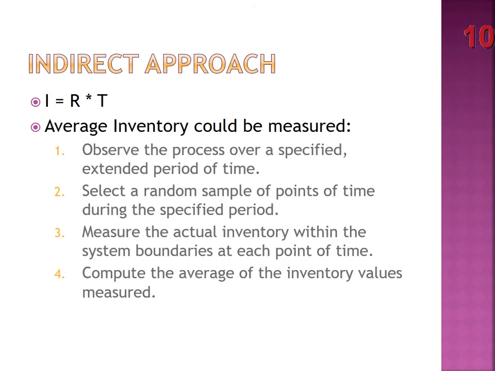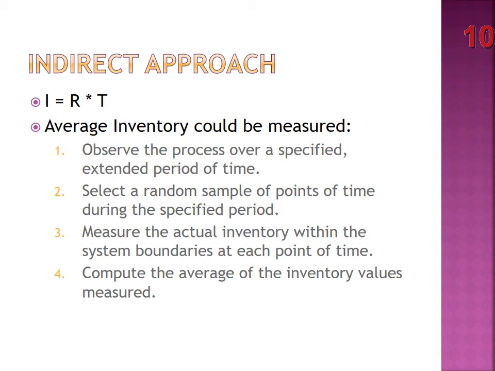The indirect approach are the things that we've been working with, Little's Law, right? Inventory is equal to throughput times flow time. So flow time is equal to inventory divided by throughput. So maybe you can observe average inventory, observe the process over a specified extended period of time. This is very similar, except instead of observing flow time, we're just going to be taking snapshots of how much inventory is in the system at a given point in time. Select a random sample of points of time during that specified period, measure the actual inventory within the system boundaries, and compute the average of the inventory values measured.